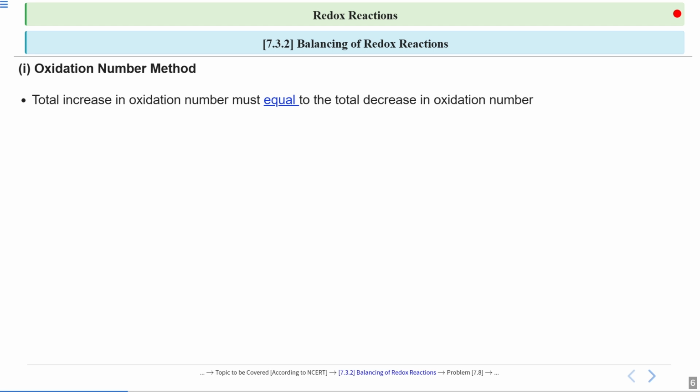So if the number of electrons lost does not equal the number of electrons gained, this is absolutely not correct. In a balanced redox reaction, these must be equal; only then would the reaction be considered balanced. So the increase in oxidation number of one atom must be made equal to the decrease in the oxidation number of the other.